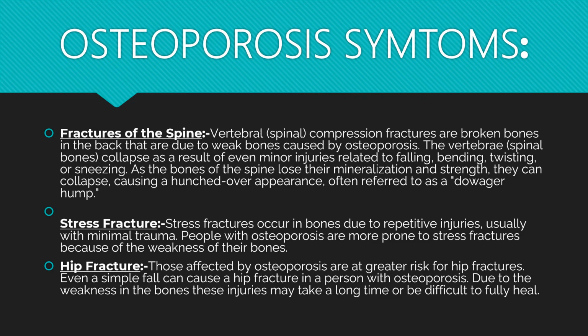As the bones of the spine lose their mineralization and strength, they can collapse, causing a hunched-over appearance, often referred to as a dowager hump.